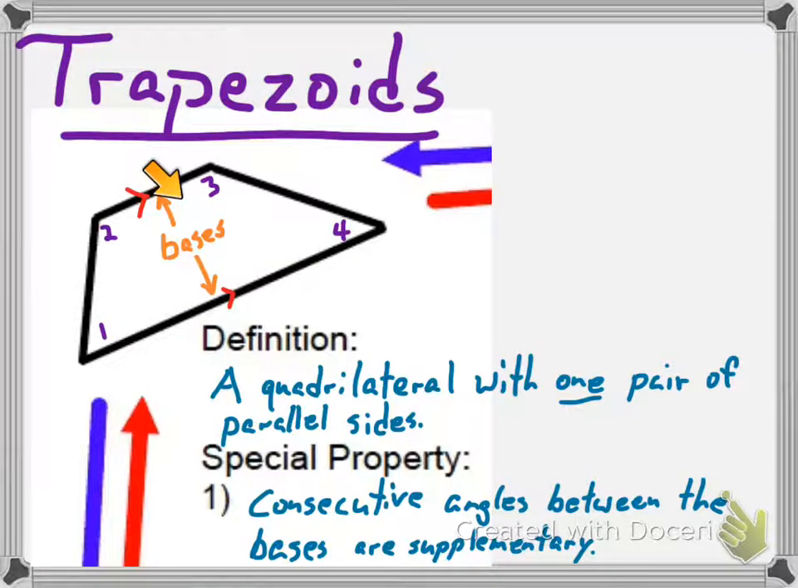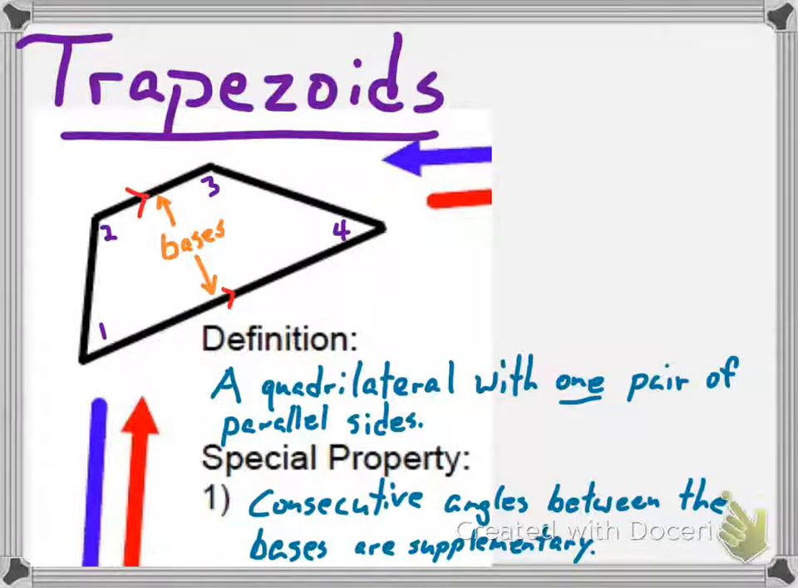And I've numbered the angles here to make it a little easier. So supplementary angles are actually angles 1 and 2. And by supplementary, that means they add to 180. And angles 3 and 4 are supplementary. So it's the angles between the bases that are supplementary. So that's your standard trapezoid.